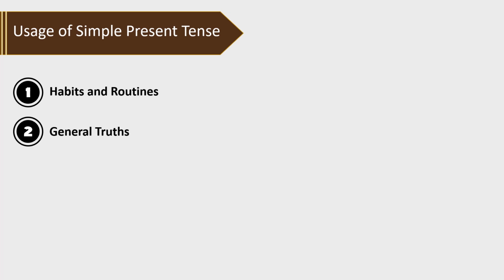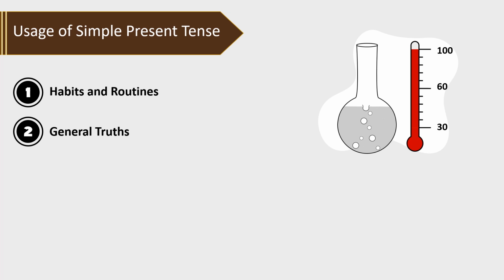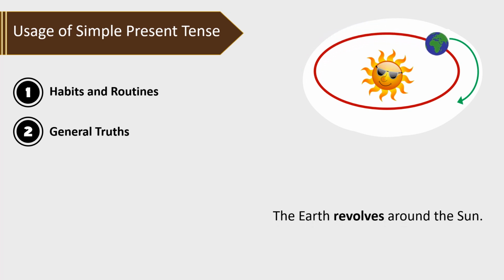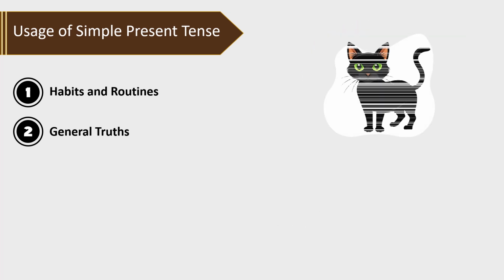Number 2, general truths. We use simple present tense to state a fact or something that's always true. For example, water boils at 100 degrees Celsius. The Earth revolves around the sun. Cats meow.